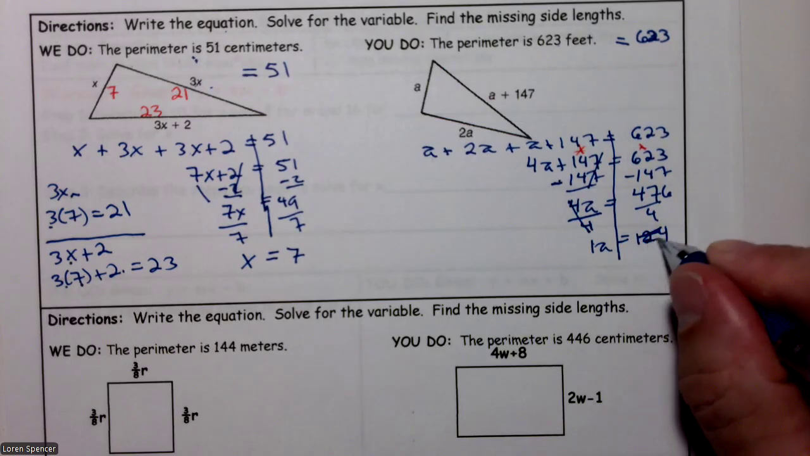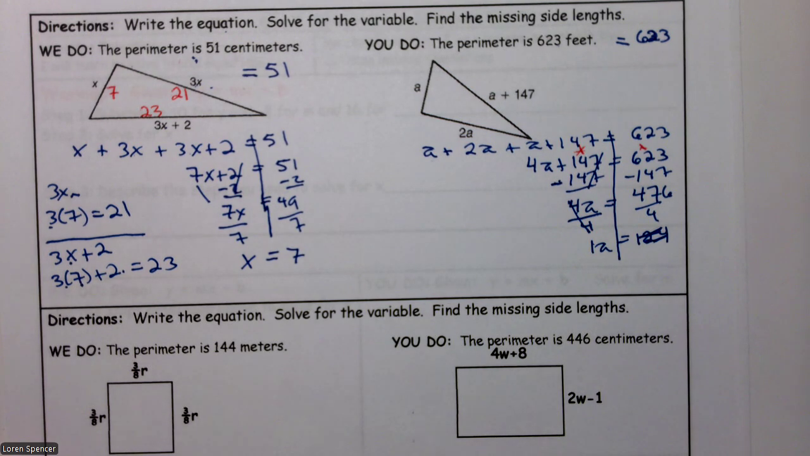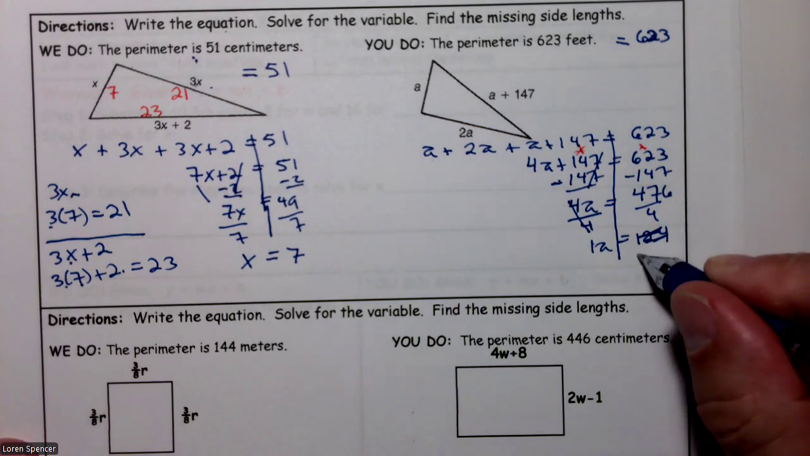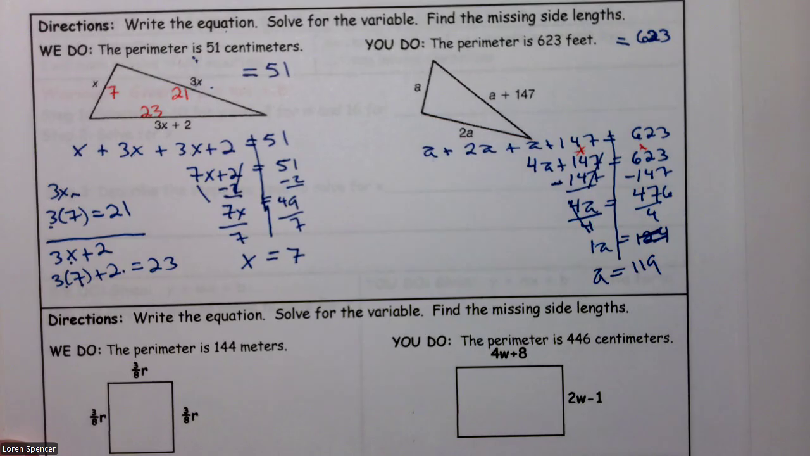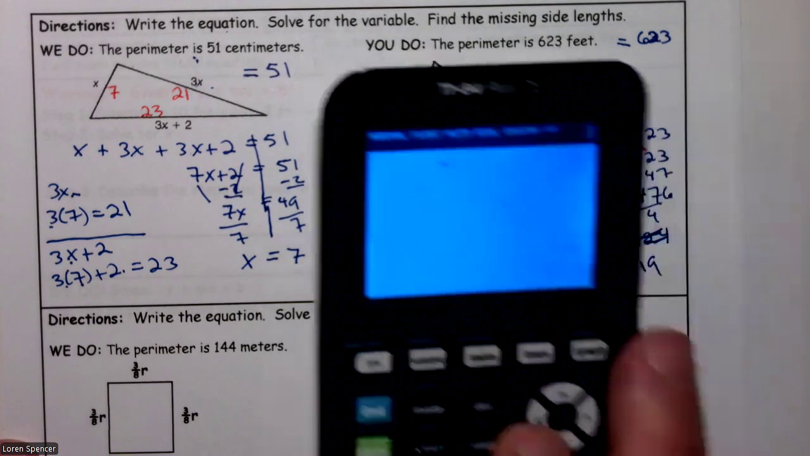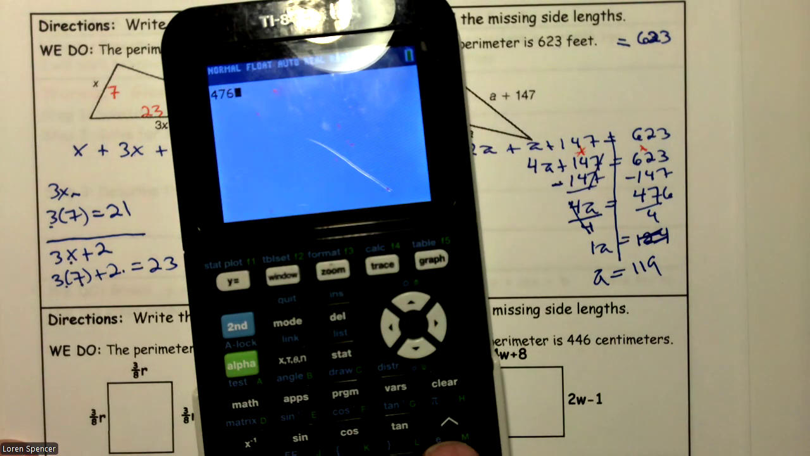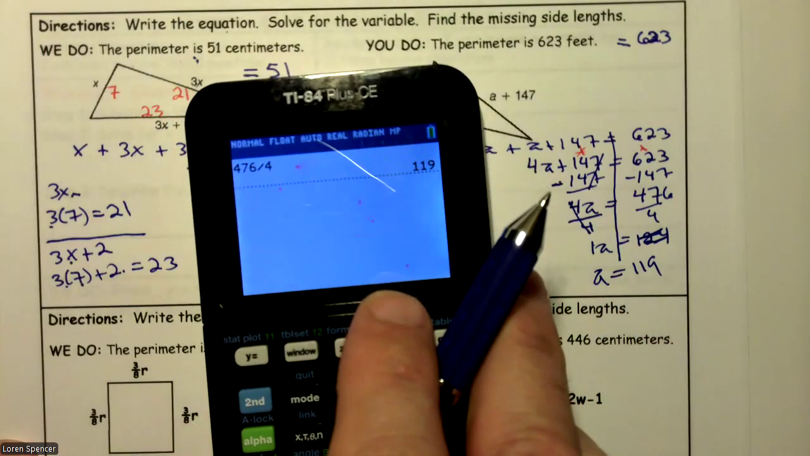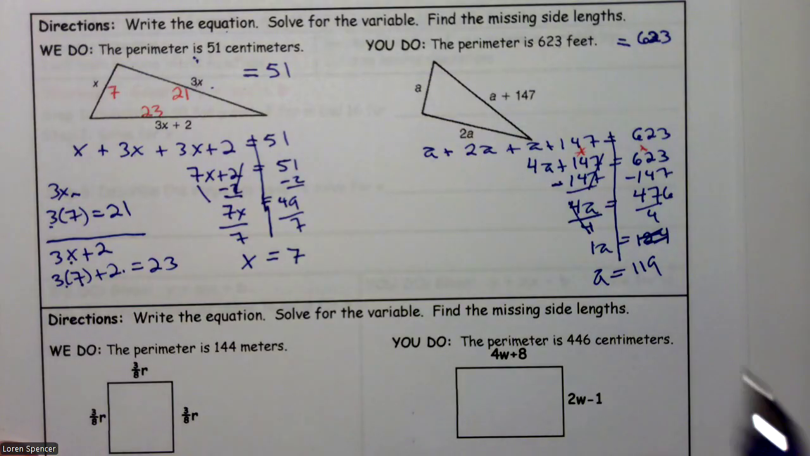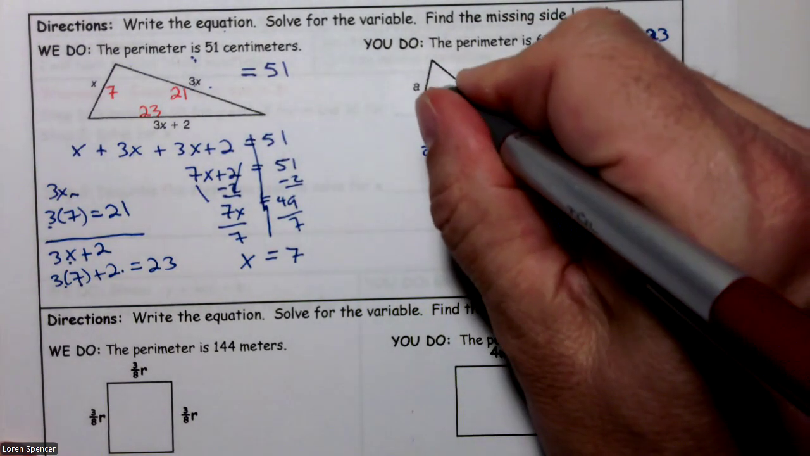No, it's not 124. I think it's 118. 119. Wow, I'm having trouble. So A equals 119. And yes, I cheated. I used a calculator. So 476 divided by 4 is 119. All right, so we know this side right here is 119.